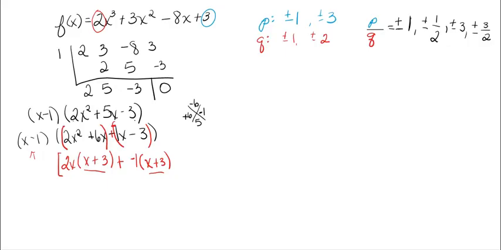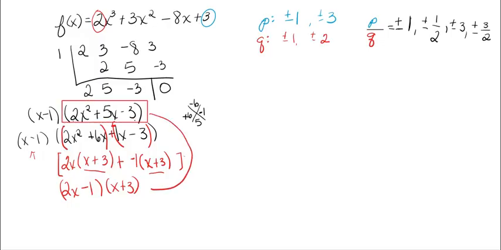Okay, so when I finish factoring this, I'm going to end up with 2x minus 1 times x plus 3. So this business here that I'm putting a box around factors into that. Now I can also multiply it by this x minus 1. So now I have my 3 factors, from which I can find my 3 rational zeros.